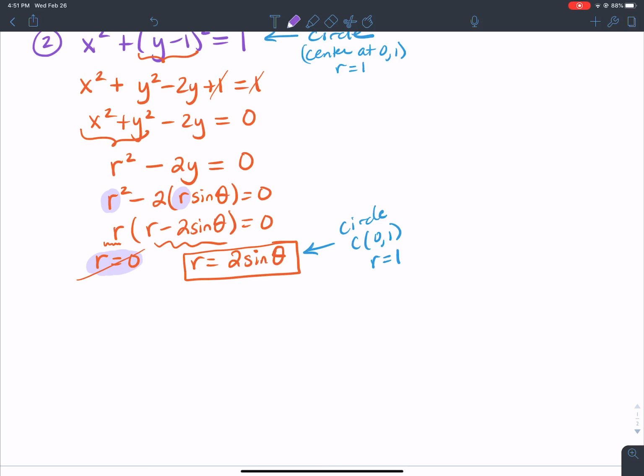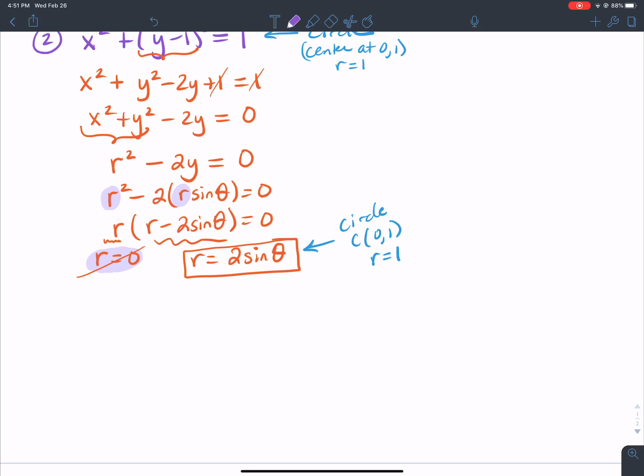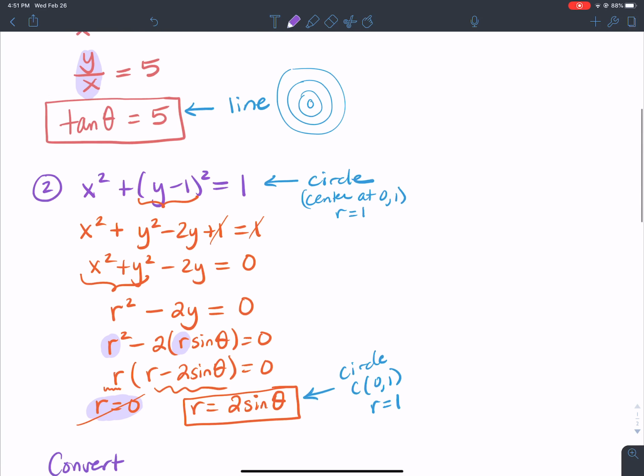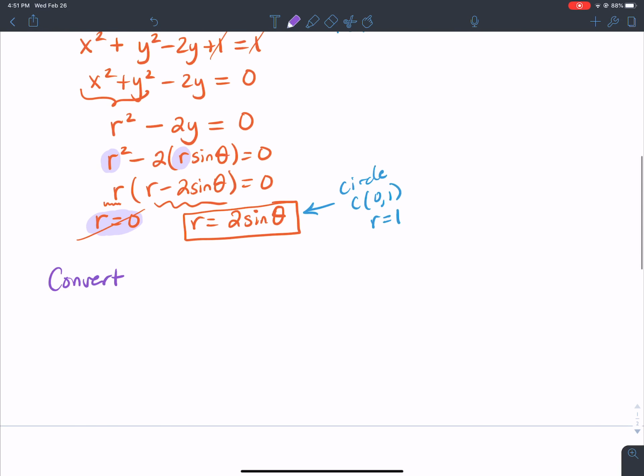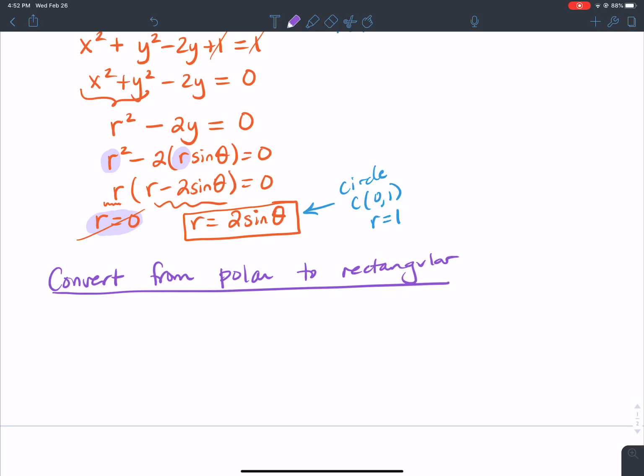Okay, let's try converting the other way. We are going to convert from polar to rectangular. All right, so converting going the other way.